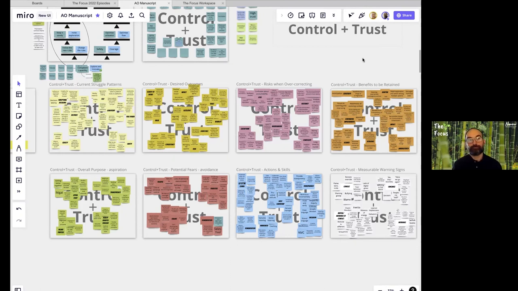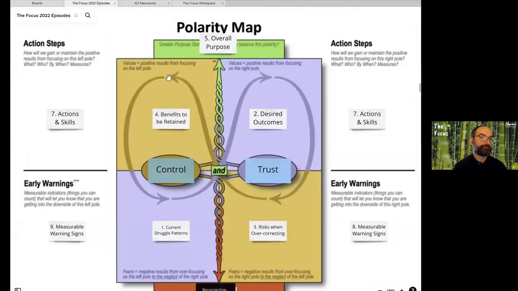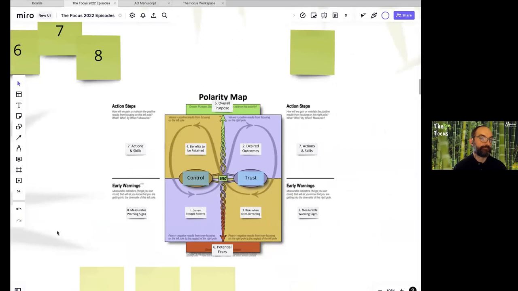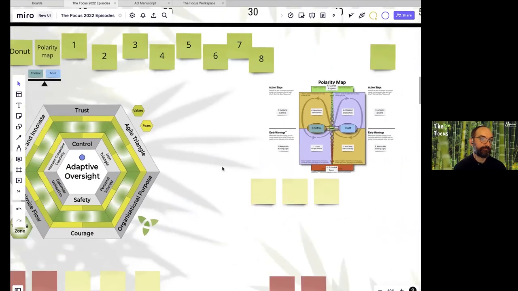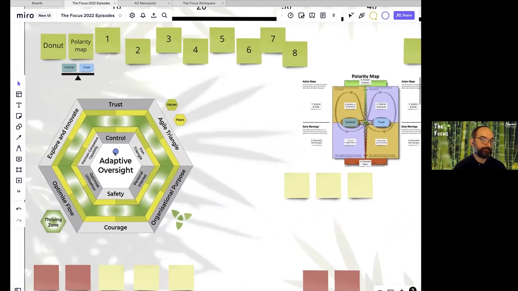Now, Horia, just going back to what it is that we wanted to cover today, I think we have covered everything related to control and trust. We've talked a little bit about how we've actually shown how we've used the polarity map and how to actually apply the polarity map. We've also introduced our AO solar system. If you've got a better word for it, please challenge us on that. We've introduced the AO solar system, and now you have a sense of what is to come for the next number of episodes in the adaptive oversight. So, Horia, any closing remarks from you?